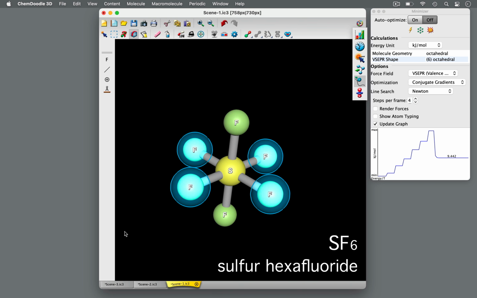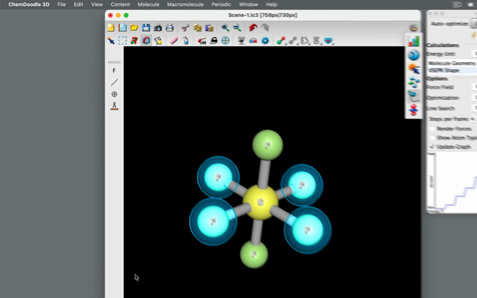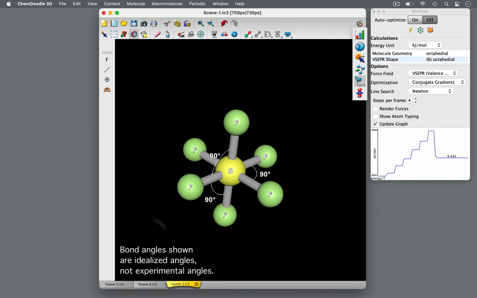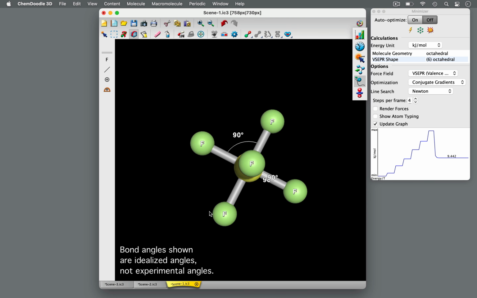What are the bond angles in an octahedral molecule? To measure an angle in ChemDoodle 3D, select Measure Angle in the Measurements palette. Then select the 3 atoms and/or electrons that make up the angle of interest. Be sure the second selection is the vertex. In the octahedral shape, all bond angles are 90 degrees.